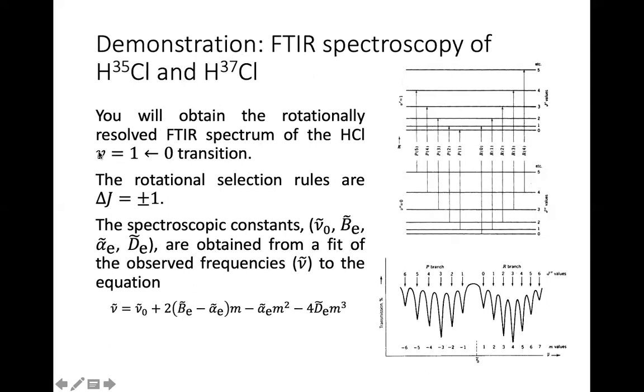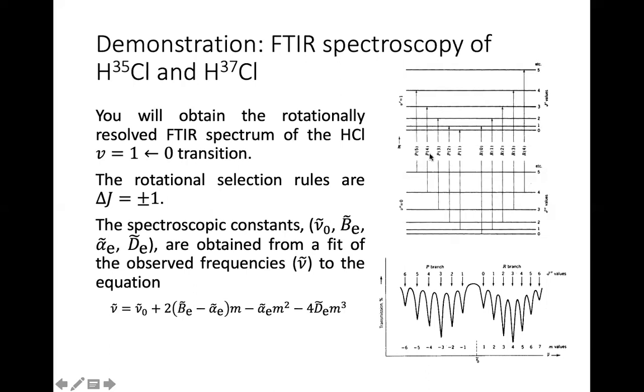You're going to be looking at the V equals 0 to 1 transition. So in other words, going from the vibrational ground state to 1 quantum of vibrational excitation. And when we say rotationally resolved, what we mean is that, quantum mechanically, the molecule is in discrete rotational states as well as discrete vibrational states. And you can actually resolve the contribution of the different J states, so the states with different angular momentum J.